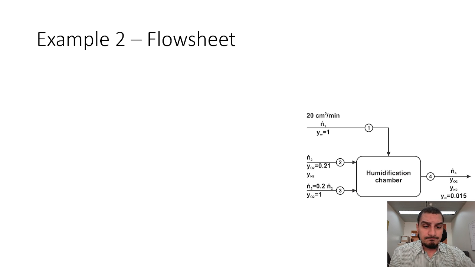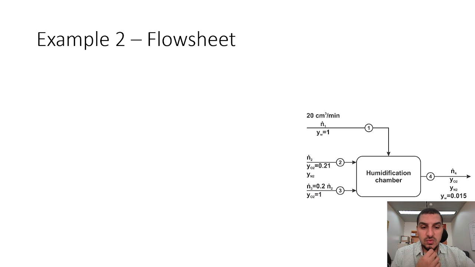The first thing that we did is draw the flow sheet and put the information. We put even the symbols for the missing parameters. So I don't know the mole fractions for oxygen and nitrogen in the output stream. I don't know the molar flow rate for all the streams.